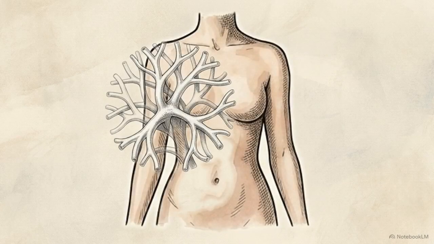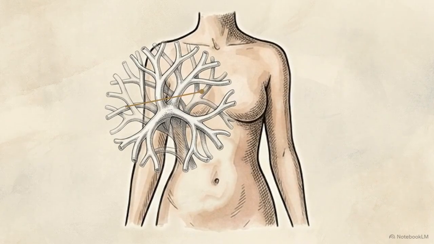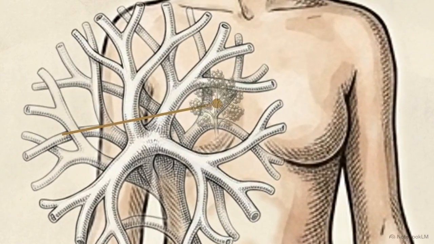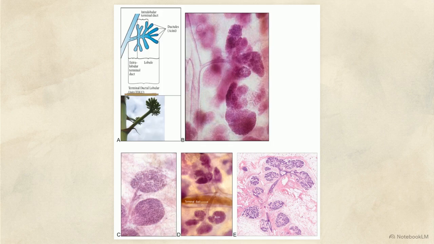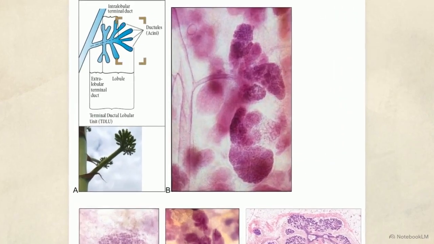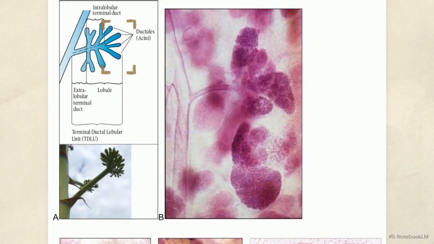To understand this model, we have to look at the terminal ductal lobular unit itself. Approximately 75% of all breast cancers originate right here. This diagram and tissue samples show a normal TDLU structure. The extralobular terminal duct branches into smaller ductules, or acini. Notice how these acini form a clustered branching structure that closely resembles the budding tip of a plant.